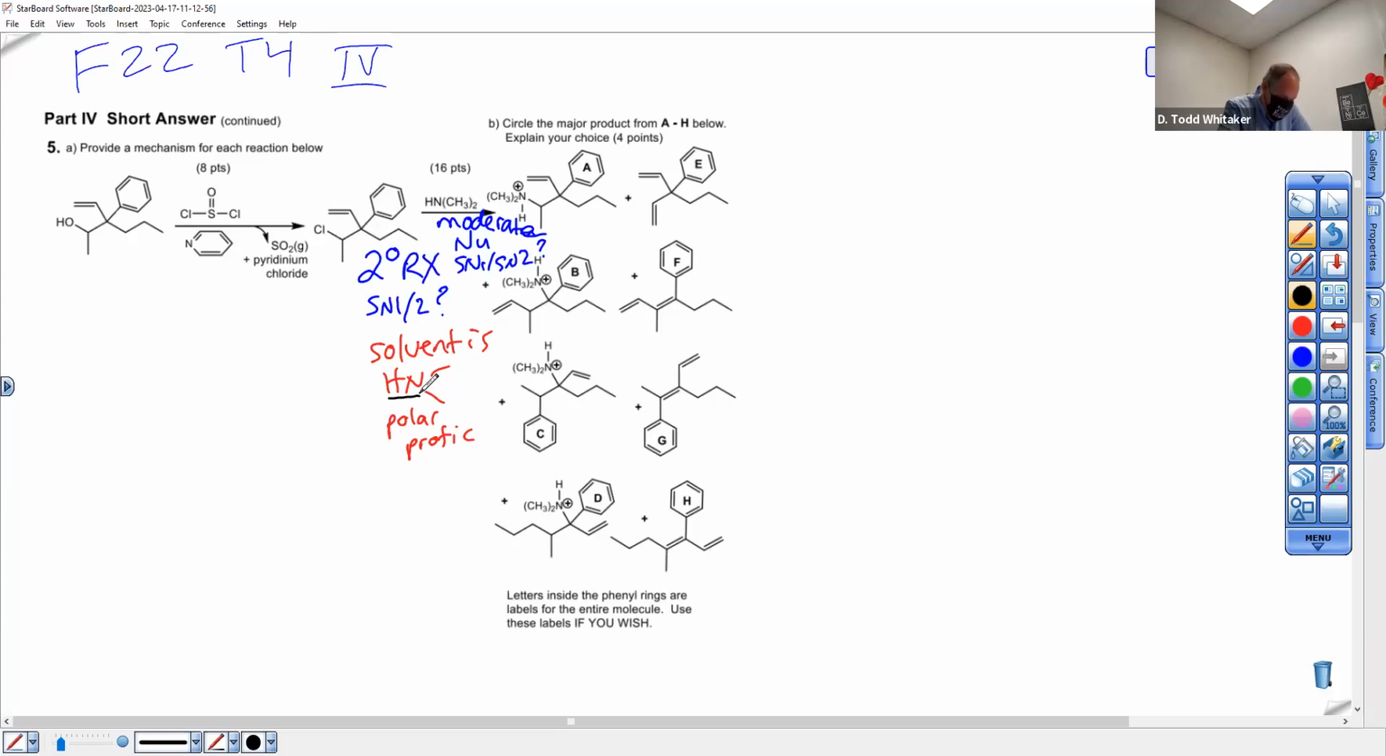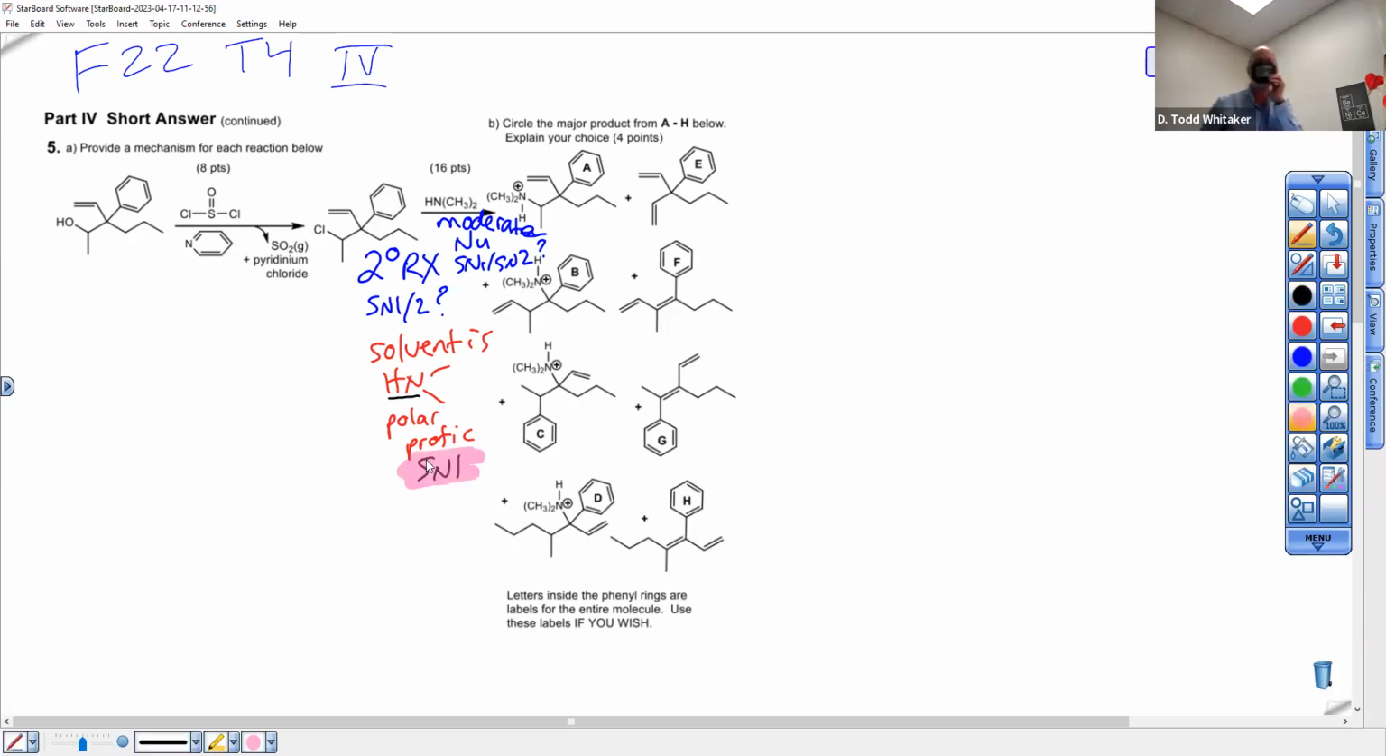Okay. So the ones on the far right are all eliminations. You know that? They have a new pi bond. And the ones on the left are substitution. They have the nucleophile in them. Substitution, elimination, polar protic SN1. I need to see SN1. What's the, oh, that's not a highlighter. There was an eraser.